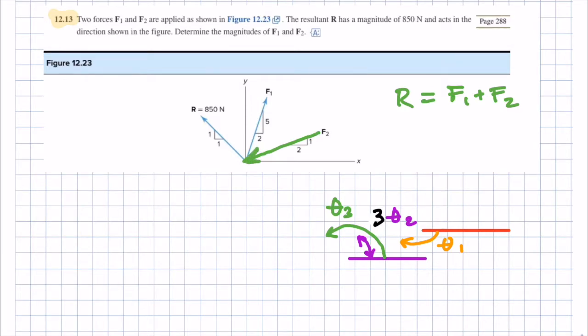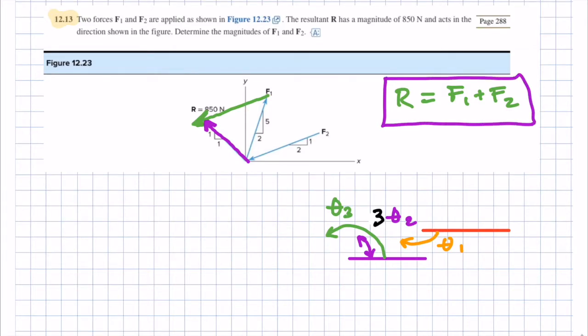When I add F1 plus F2, I take the original F1 and I put the tail of F2 to the tip of F1, and it gives me the resultant sum. So when I add these together, you can do them graphically. Tail to tip addition of vectors gives you the result. So the governing equation is R is equal to F1 plus F2. All right, so hopefully that's clear. So back to where we were. Let me erase this and put this notation back on top.